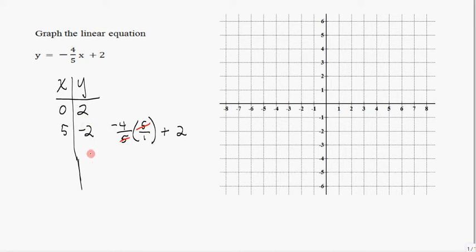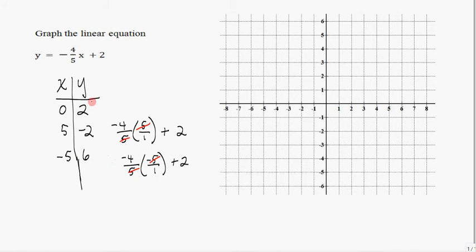So another point we could plug in would be a negative 5, because that'll make the fraction go away just as easily. So if we do that, we get negative 4/5 times a negative 5 over 1 plus 2. So the 5's cancel, but we still have a negative 1 here. So negative 4 times a negative 1 is a positive 4, and 4 plus 2 is 6. So we've got 3 points.